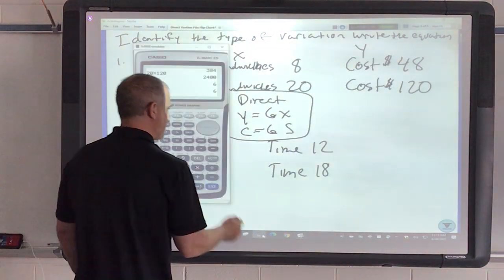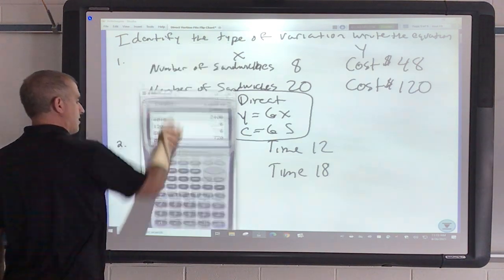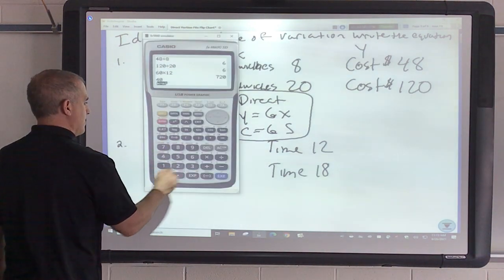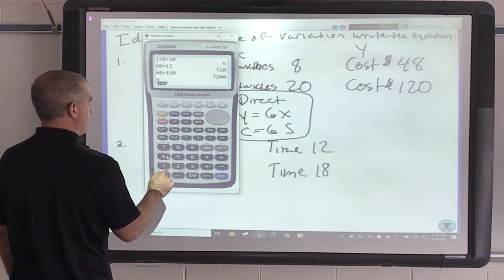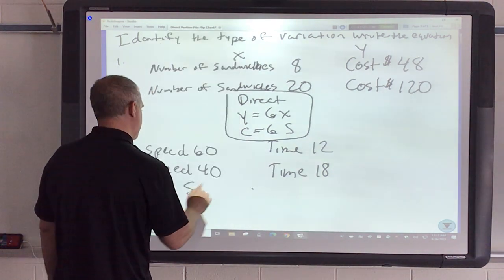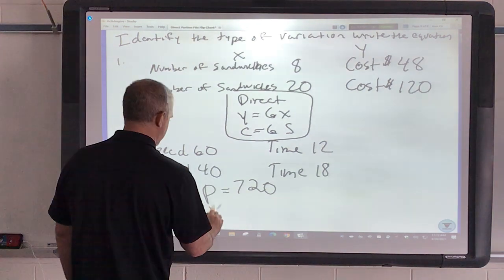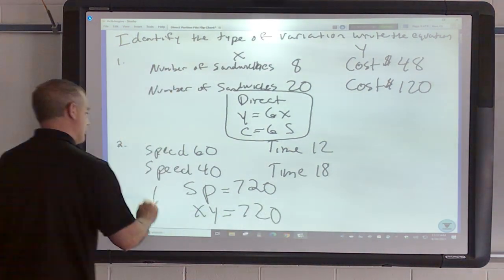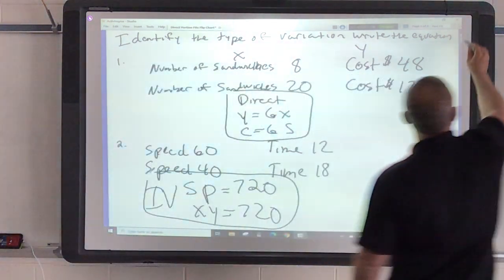Let's look at this one. I got speed times time is 720. Okay, let's do 40 times 18. Oh, whoops, 40 times 18 is also 720. So I got speed times time equals 720. If you prefer, x times y equals 720, this is inverse variation. Okay, so that's direct and inverse variation.